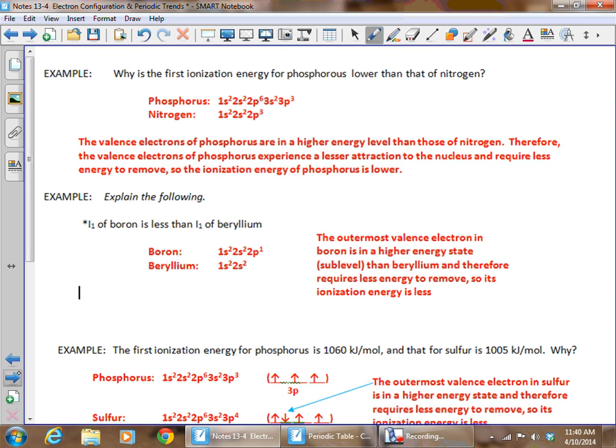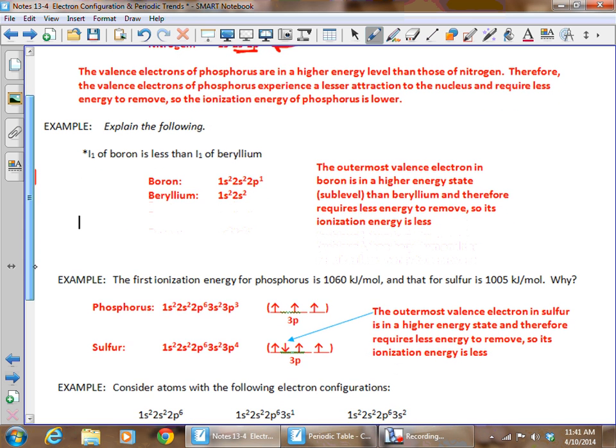Why is the first ionization energy for phosphorus lower than that of nitrogen? Look at where phosphorus is. It has electrons in the 3rd energy level. Nitrogen only has electrons in the 2nd energy level, its valence electrons. When you're trying to remove that last electron from both of these, you can see that phosphorus, with its higher energy level electron, is going to require less energy, less energy rope, to remove it from the atom.